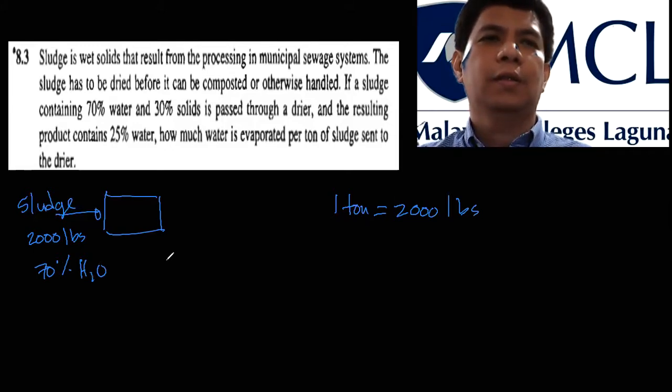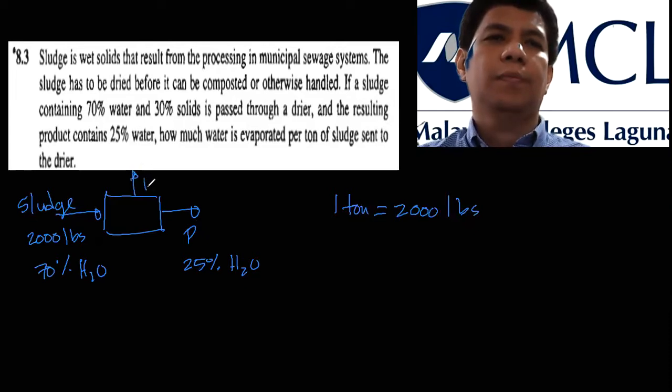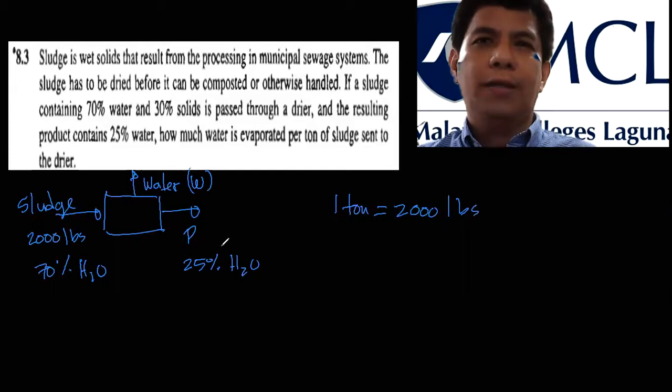And then the product, no, after drying, it contains 25% water. So the problem is asking how much water is evaporated or removed by the process. So we have two unknowns, W and T. So you need to perform an overall mass balance. So that will serve as the first equation. And then water balance, that will be the second equation.